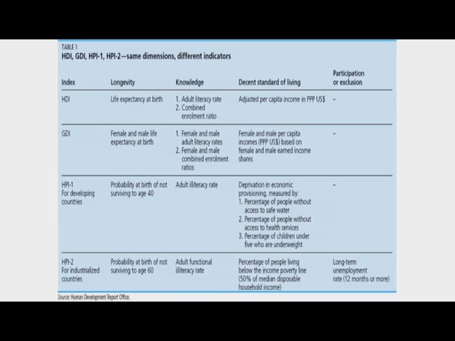So for the longevity indicator dimension, the indicator considered for HPI-1 was probability at birth of not surviving to age 40. So basically the number of people who have not survived till the age of 40, that is a severe deprivation. If individuals within a country are not able to reach the age of 40, then they will not be able to partake in various kinds of activities that they can be engaged in for a flourished human life. So probability at birth of not surviving till the age of 40 can be a serious deprivation in the developing countries. So that's the longevity indicator.